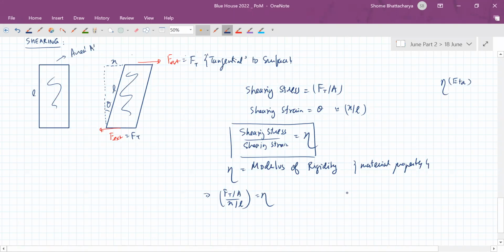So now obviously you can see that this will also be in newtons per meter square, right? Because shearing stress is also in newtons per meter square, and strain is always dimensionless.